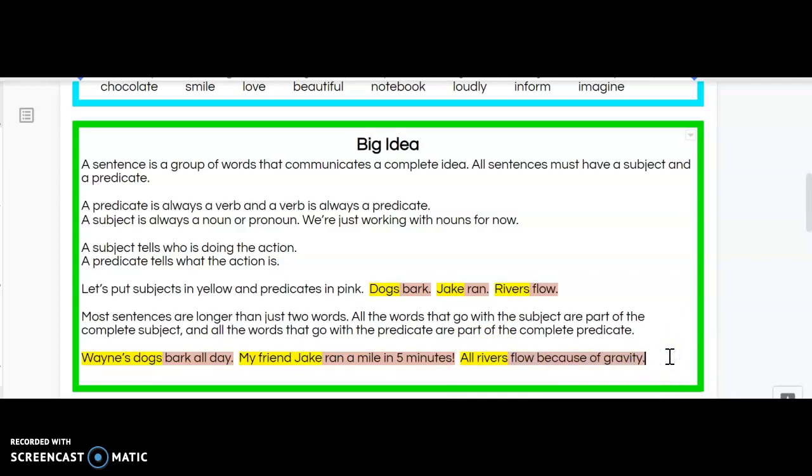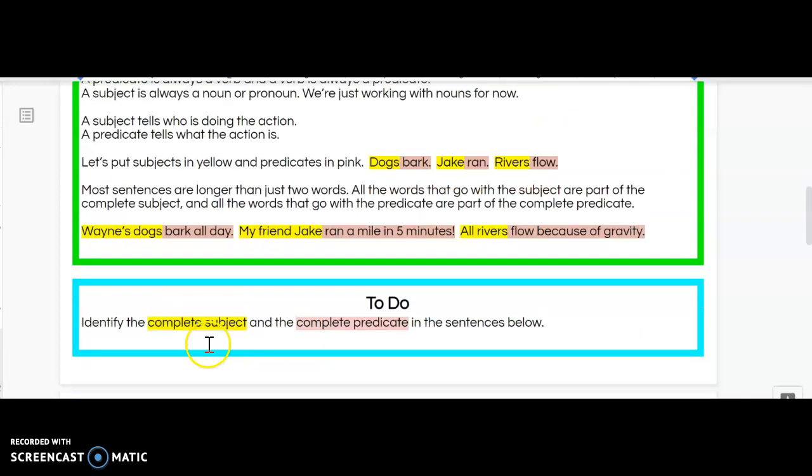So when you're identifying complete subject and complete predicate, you will have the whole sentence identified. Every bit of the sentence will be either part of the complete subject or part of the complete predicate. Notice down here, I don't have any words that aren't highlighted as either subject or predicate.